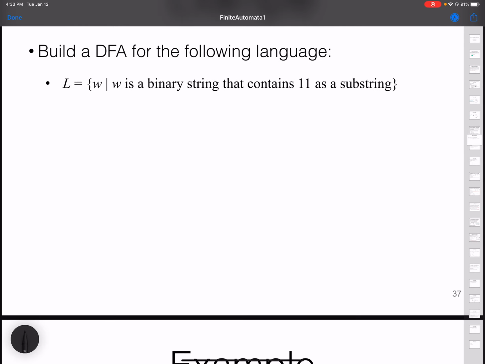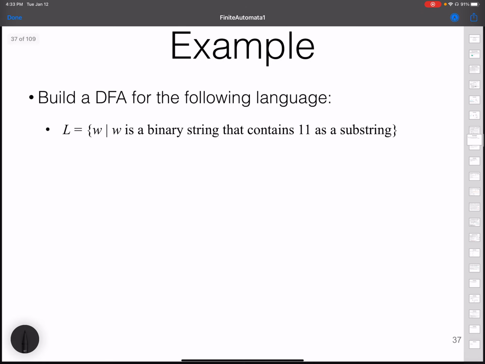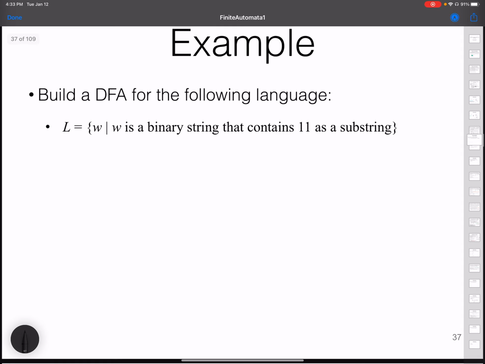So let's see another example here. Build a DFA for the following language: the language of all binary strings that contain the substring 1, 1. Basically, to be able to design a DFA, I cannot actually give you a complete approach, like follow these steps and you can design a DFA. You can see that designing finite automata is similar to solving a problem. So it is a problem solving approach.